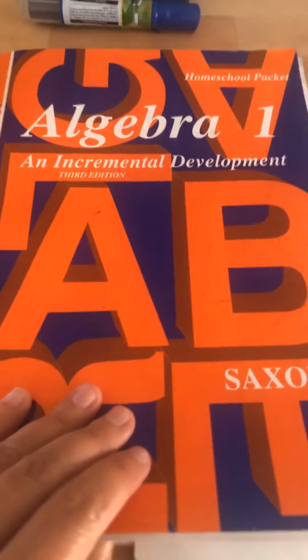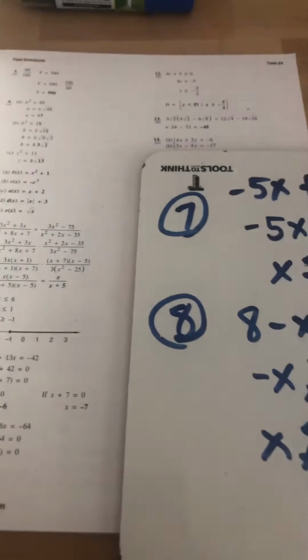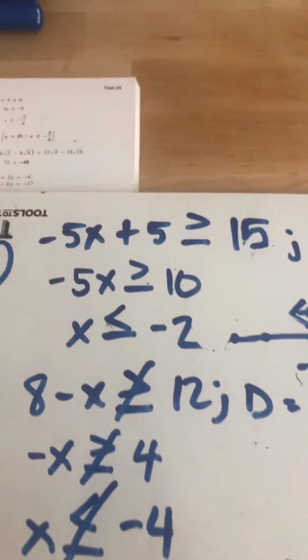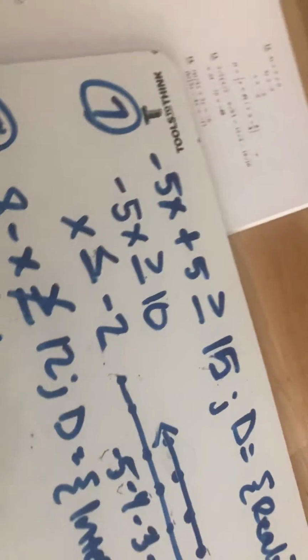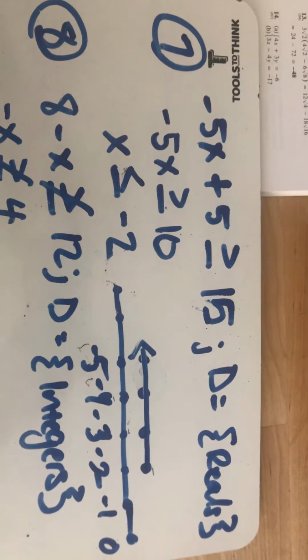Okay, Algebra 1, this is test number 23. I'm going to show you real quick numbers 7 and 8 in case you have questions about them. This was to graph this inequality on a number line. I don't know if this just changed your whole screen. I'm sorry if it didn't.